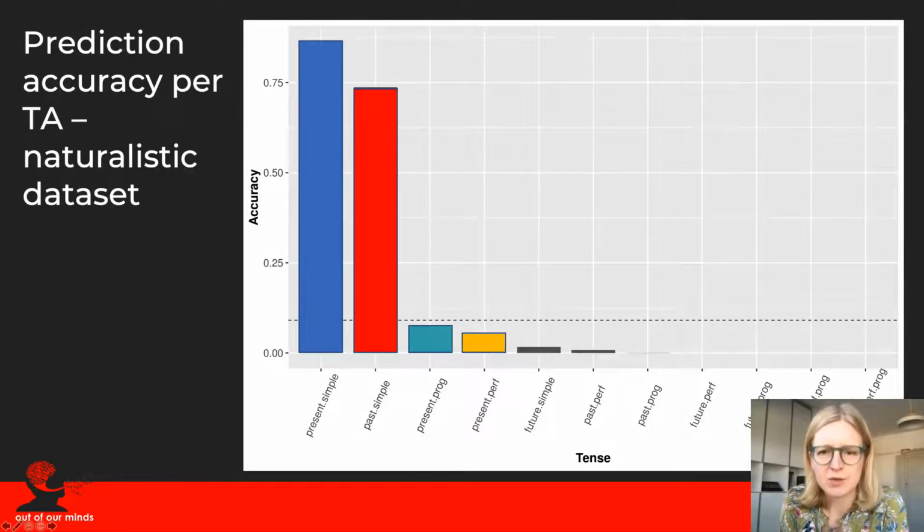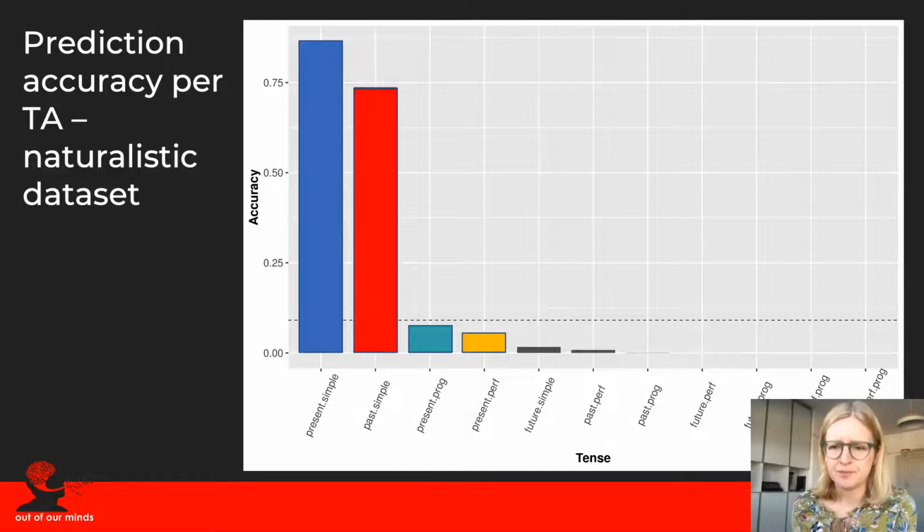Overall, the prediction accuracy of our model is 68%. That means that in 68% of all cases, the algorithm's first choice was the tense aspect combination that was originally used in the sentence as written by the author. And that's an excellent result. On an 11-way choice, simply guessing would give you only 9% correct. And always choosing the most frequent option, in this case the present simple, would get you 46% correct. So 68% is a serious improvement.